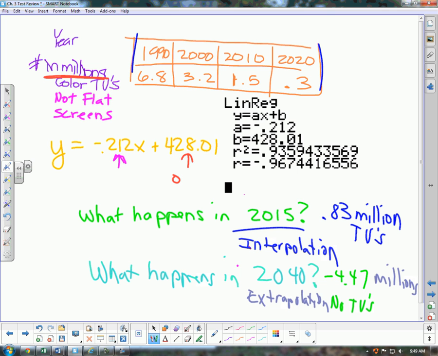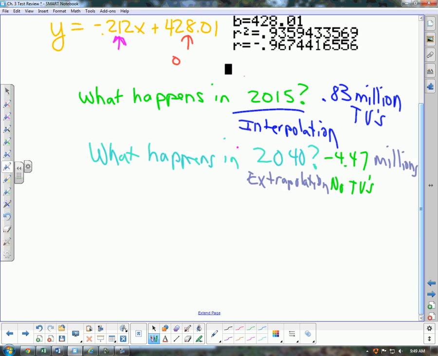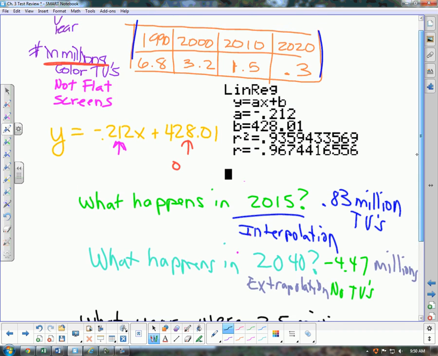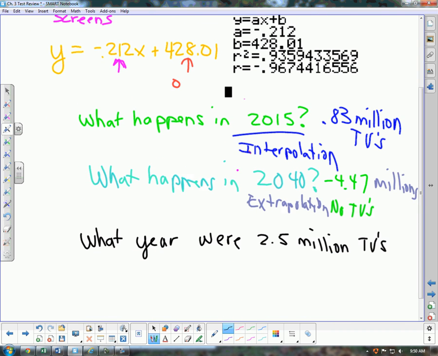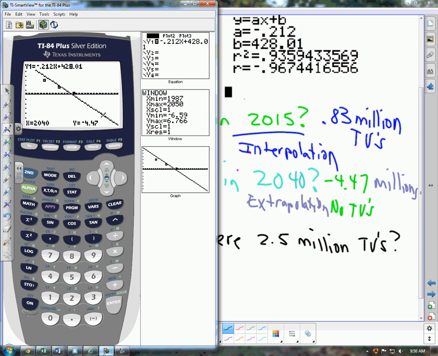Another question that could be asked would be, what year were there 2.5 million TVs? And so for this one, on a Casio, you would do the same thing. Second G-solve, and now you would do an X-cal, and then it would ask you what the Y value is, which is 2.5, and then you'd push enter, and it will show you the value.